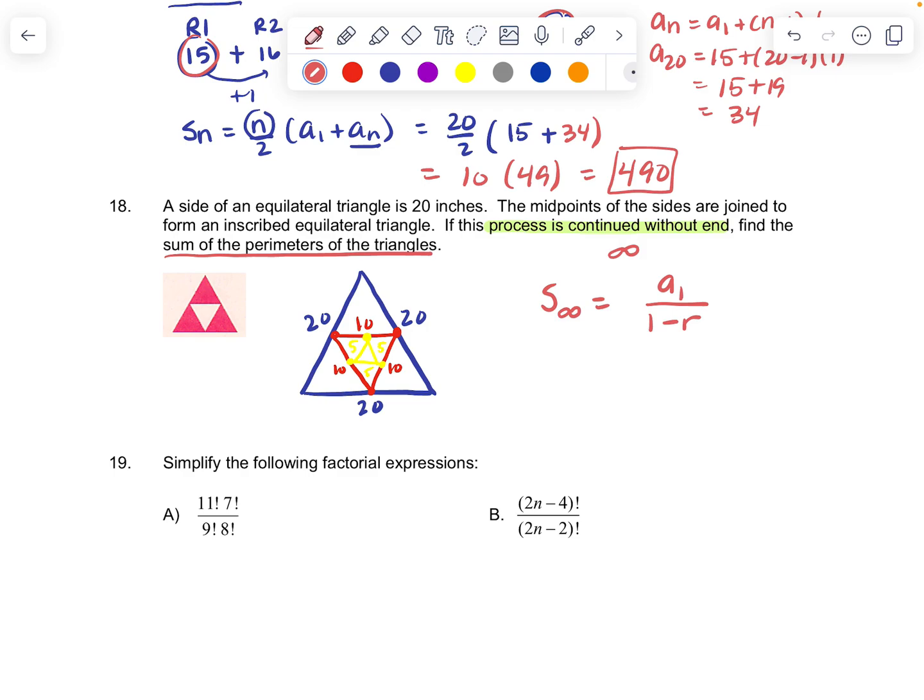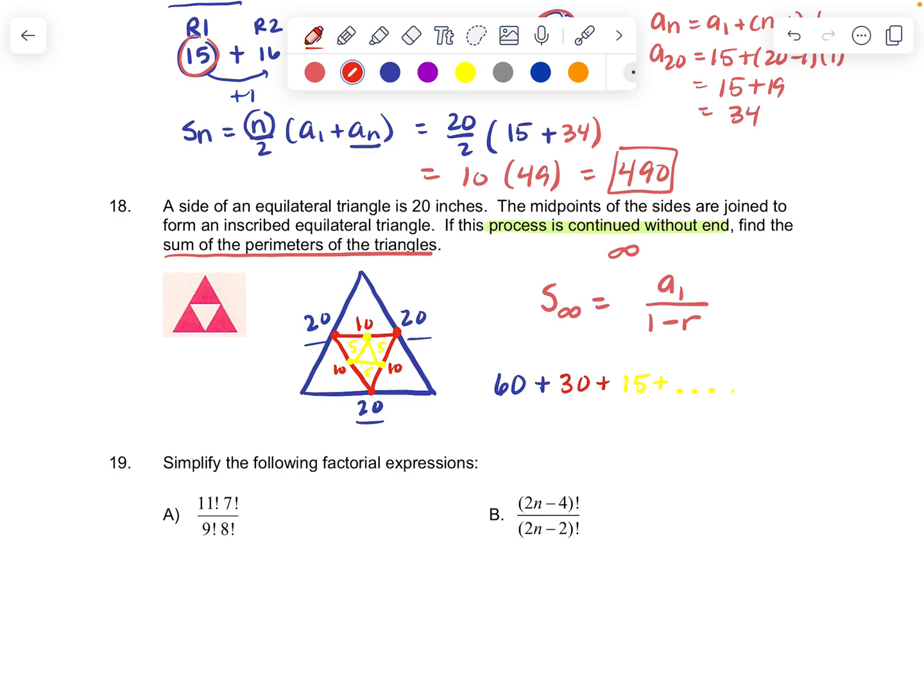Okay, so what's the perimeter of the blue triangle? So look, perimeter just means to add up the sides. So the perimeter of the blue triangle is 20 plus 20 plus 20, which is 60. Okay, then plus. What's the perimeter of the red triangle? That's 10 plus 10 plus 10, which is 30. Then plus. What's the perimeter of the yellow triangle? That's 5 plus 5 plus 5, which is 15. And then you guys, it keeps going on forever and ever.